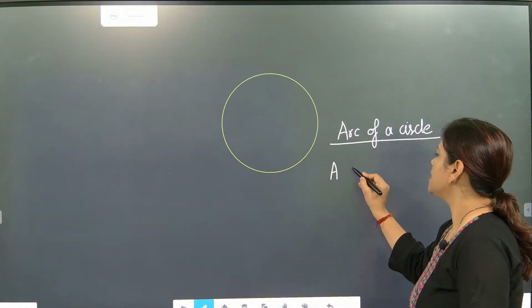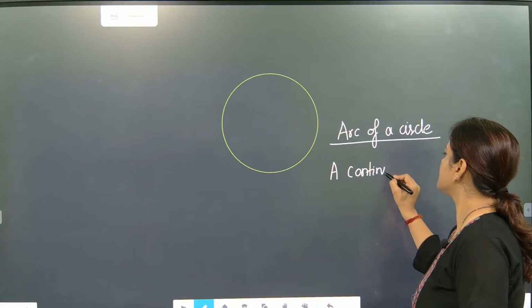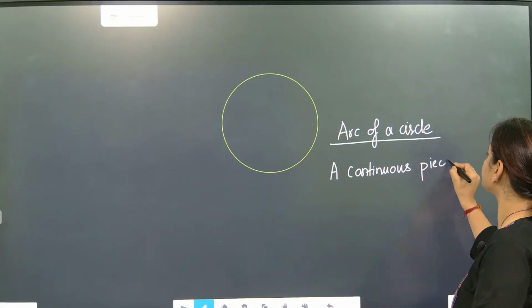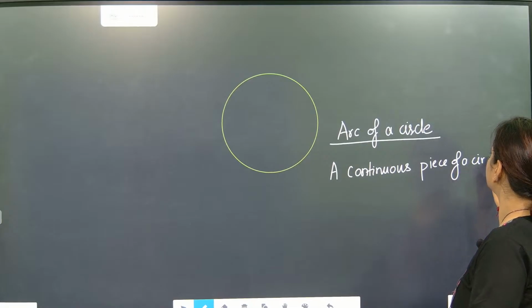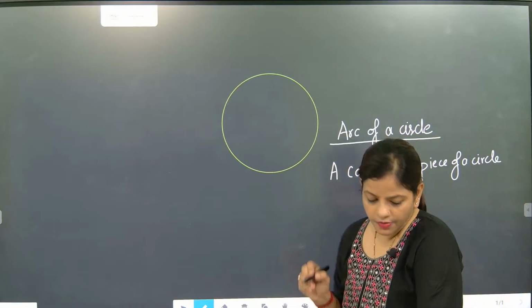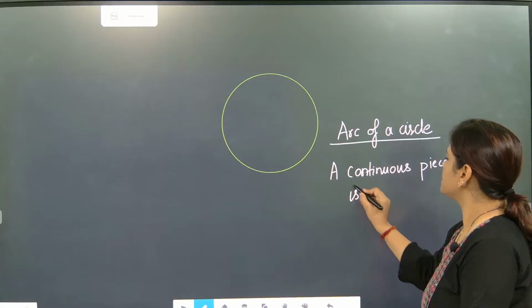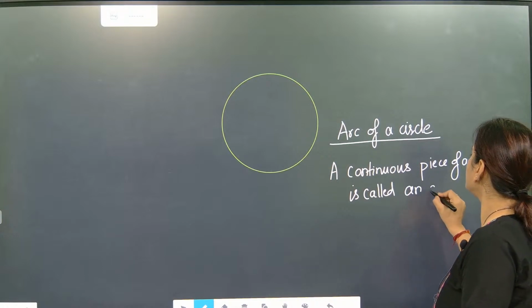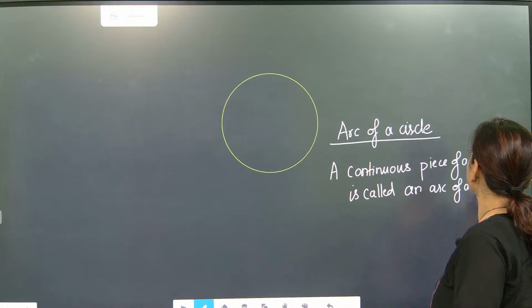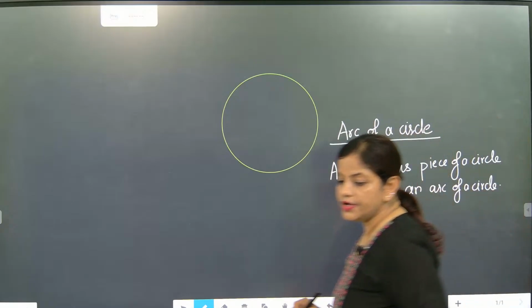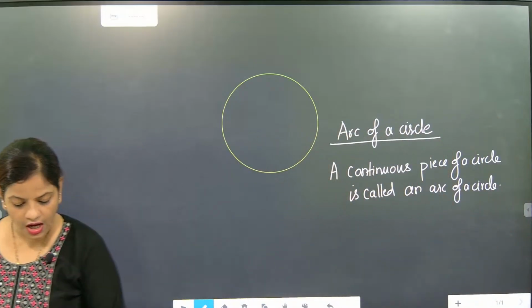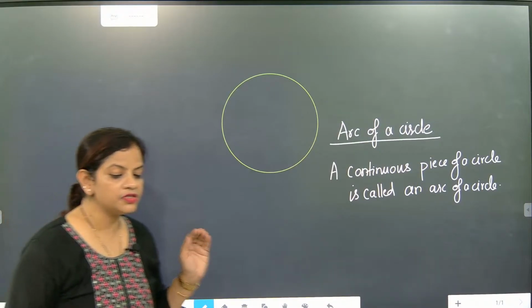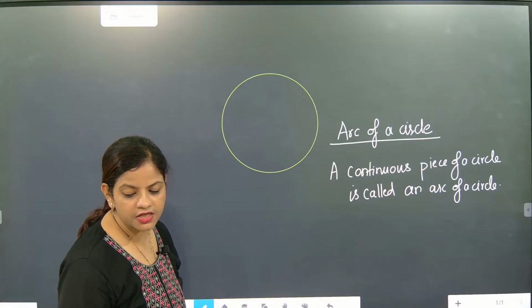Its definition is a continuous piece of a circle is called an arc of a circle. A continuous piece of a circle is called arc of a circle. A continuous piece of a circle is called as what, beta? Arc of a circle.